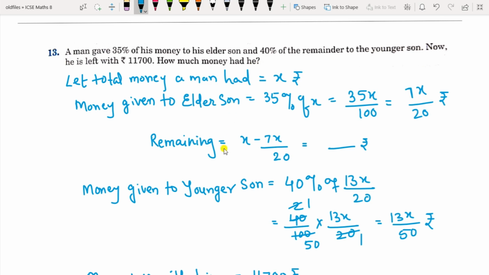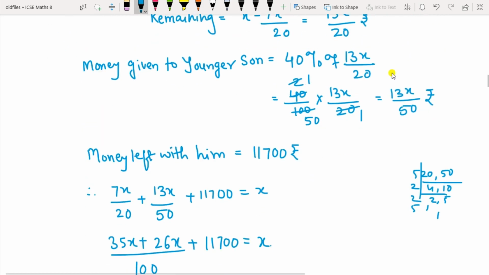Now the amount left with him is the total amount he had minus the money given to the elder son. Solve it by doing the LCM. You will get 13x by 20. Now from this remaining he gave 40% to the younger son. So it becomes 40% of 13x by 20. If you solve this, you get 13x by 50 rupees he gave to the younger son. And now he is left with 11700 rupees.